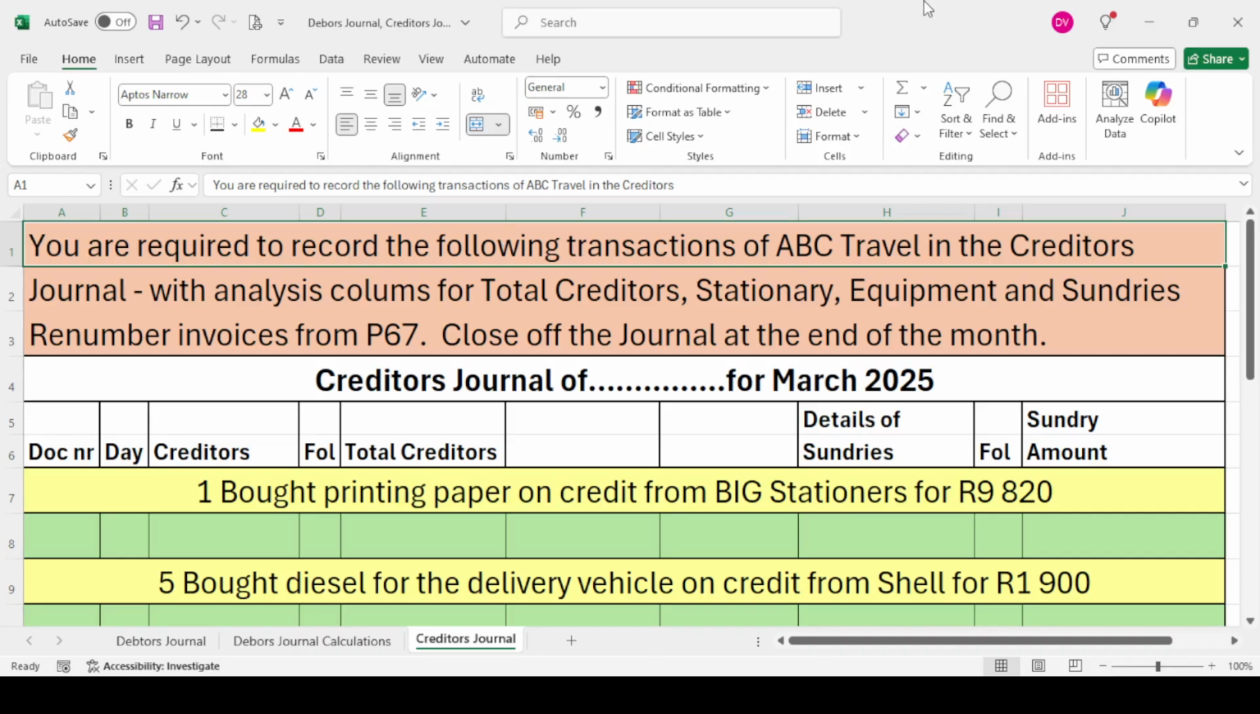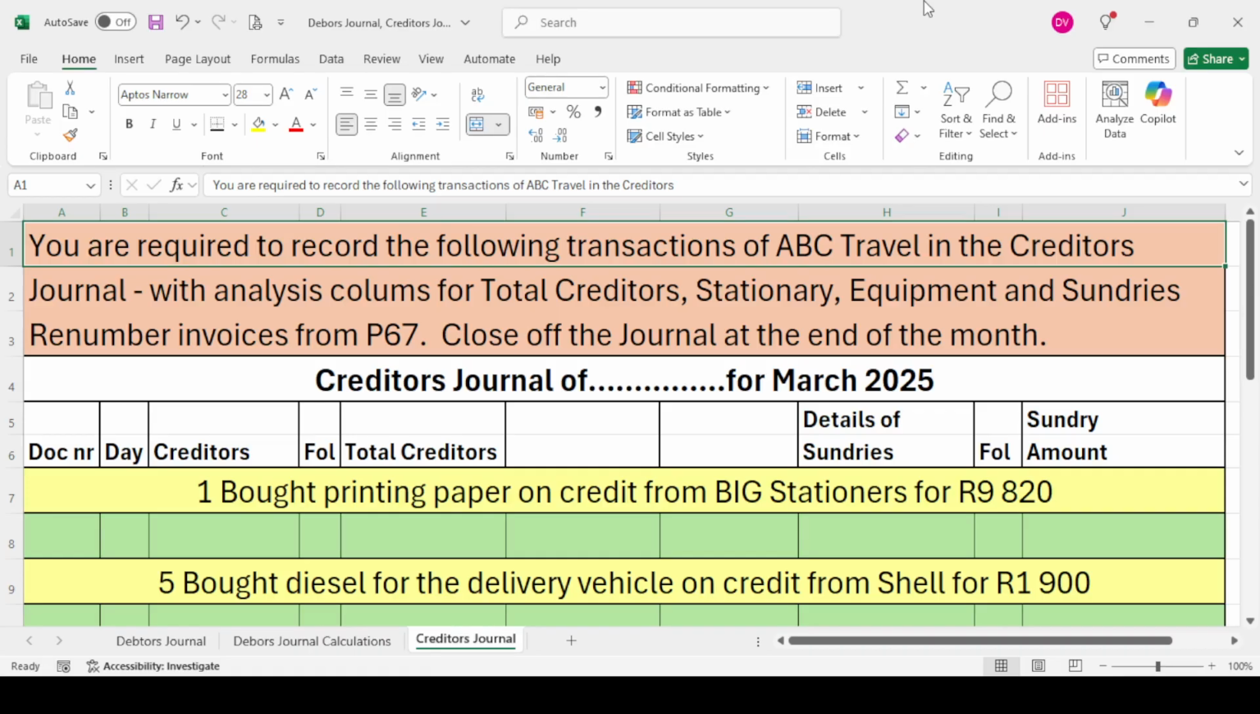The question will usually read something like this. It will say, you are required to record the following transactions of ABC Travel in the creditor's journal with analysis columns for total creditors, stationery, equipment, and sundries. Renumber the invoices from P67. Close off the journal at the end of the month.